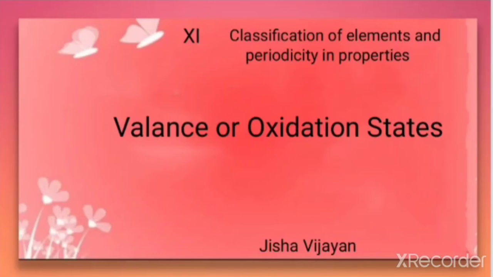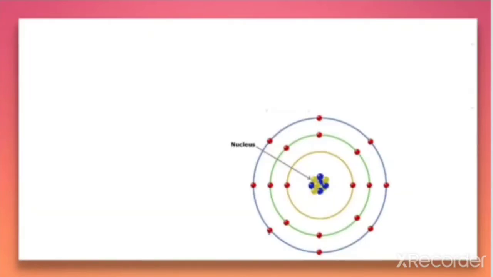Hello students, let us discuss valence or the oxidation state in the chapter Classification of Elements and Periodicity in Properties. As we have already discussed, an atom consists of a nucleus and electrons are revolving around the nucleus. The electrons which are in the outermost shell are called valence electrons.